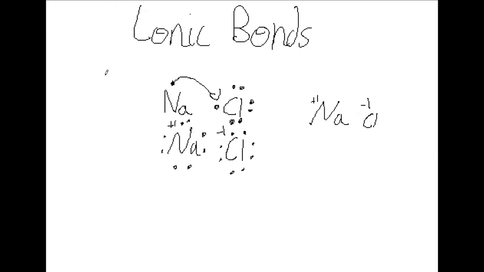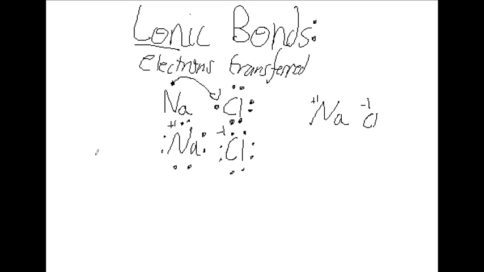And this is the definition of an ionic bond, where you have electrons transferred and the octet rule is fulfilled, and the atoms are bonded together because of the attraction between the positive and negative ions that are formed, hence the word ionic.